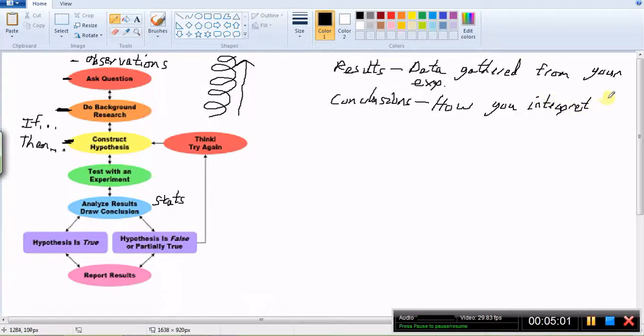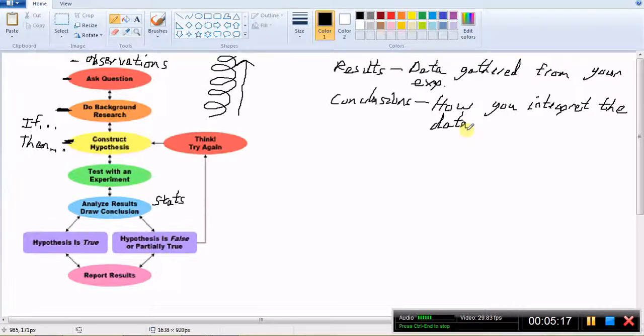Interpret the data. So there's your difference, right? The results would be like the numbers. The results would be like, in our experiment, the mass of the different mealworms.